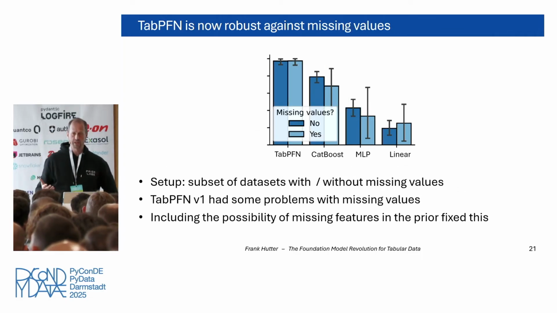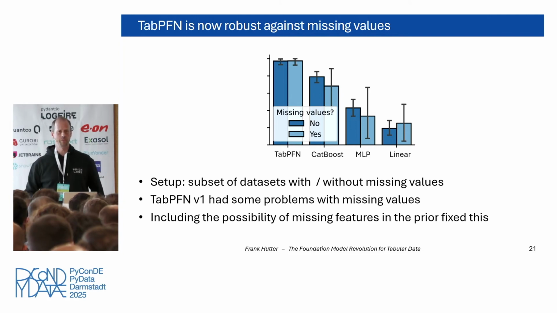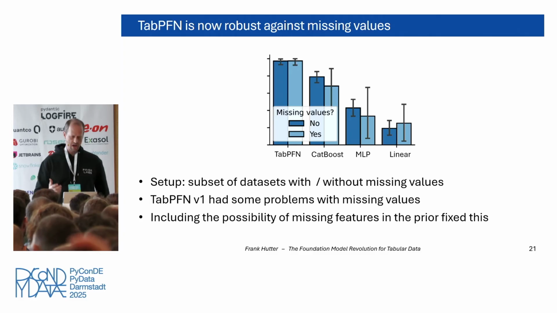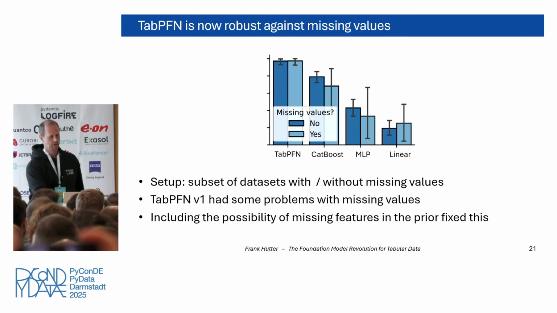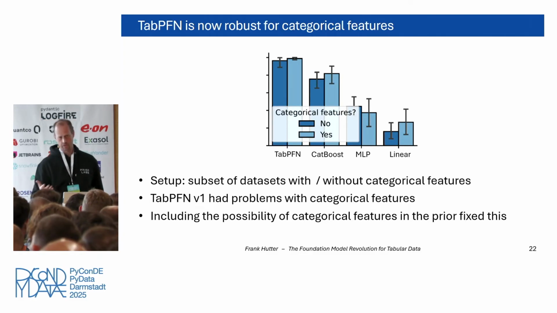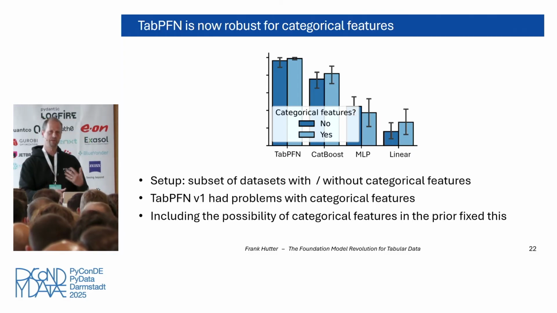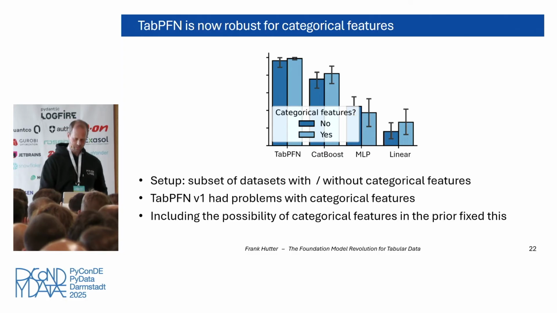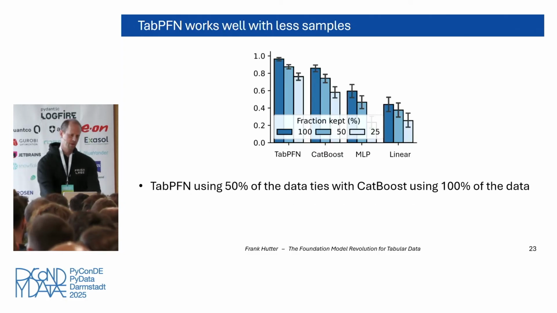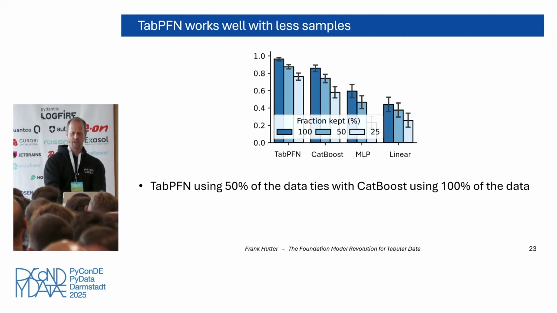Likewise, it's now also robust against missing values. In the prior, we said, well, we just punched random holes into the data, and now it also doesn't care about missing values anymore. And it also works for categorical features by us really putting into the prior a lot more work in what categorical features could be looking like. There's trees in our prior of the generating process, etc. Right. Yeah, and it works with fewer samples, so 50% of the data gives you sort of slightly better performance than XGBoost with the full data.